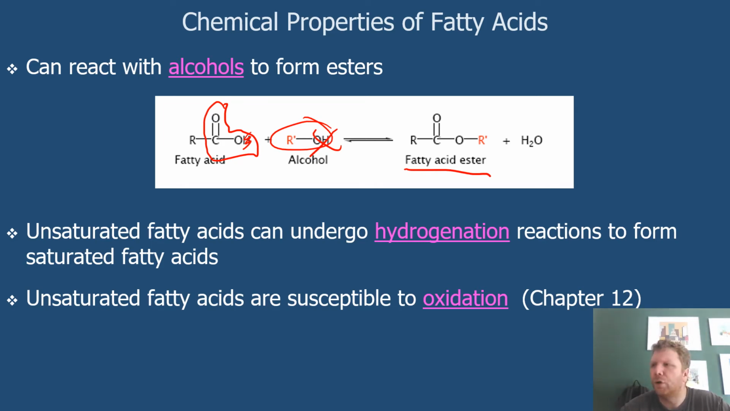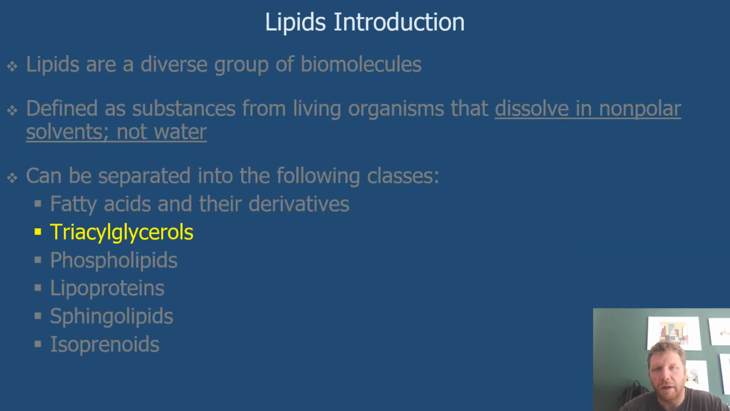Unsaturated fatty acids can undergo hydrogenation reactions to form saturated fatty acids. If you think about Crisco, I think Crisco is a hydrogenated fatty acid, which is why it's solid at room temperature and remains solid at room temperature. So you've got the hydrogenation of these polyunsaturated fatty acids. Unsaturated fatty acids are susceptible to oxidation, so that is one kind of risk associated with them.